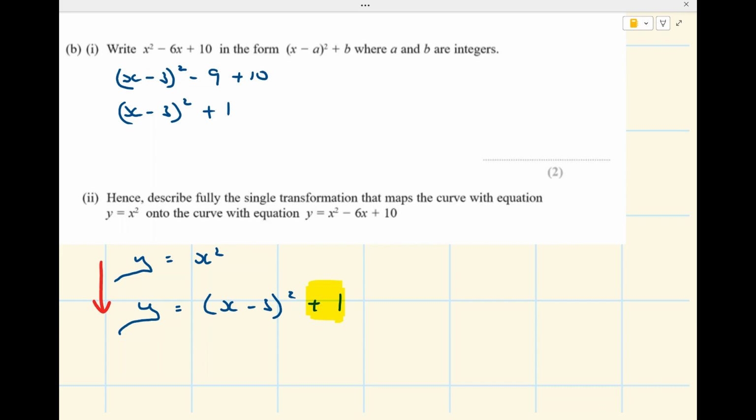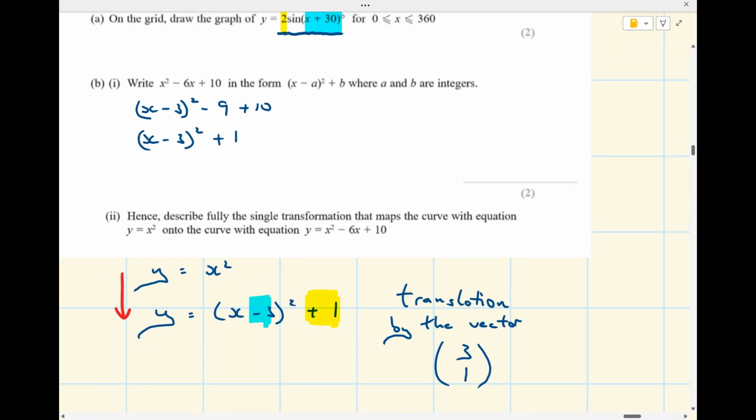And then I notice the change in the bracket. That's going to translate the curve in a horizontal direction. Is it going to send it 3 to the left? No, it's going to send it 3 to the right. So the single transformation is going to be a translation by the vector. What did it do? It went 3 to the right and 1 up, by the vector (3, 1).